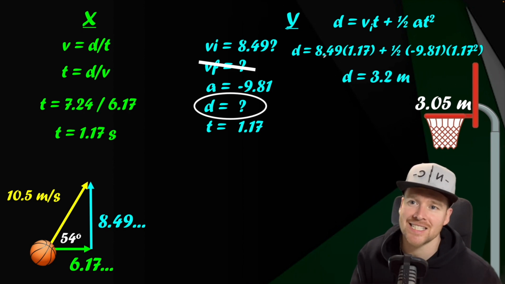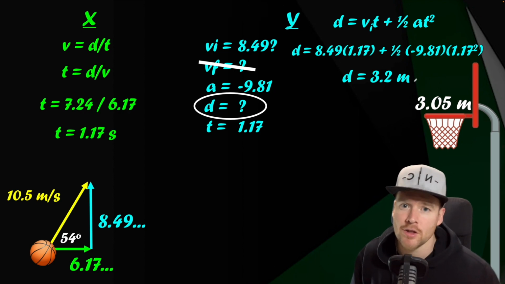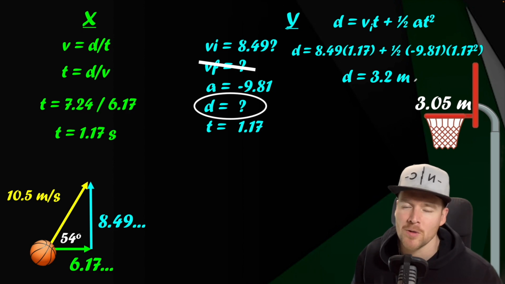Plug in, and I get a distance of 3.2 meters, saying that if we shoot it from the 3-point line, it's going to be above the rim here, then we must know that we shot it beyond the 3-point line. Again, that way is a little bit harder to wrap your head around, but in case you're wondering, is there other ways to solve it? Yes, there's some other ways you could do it there.